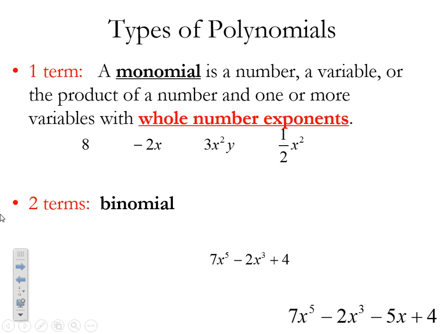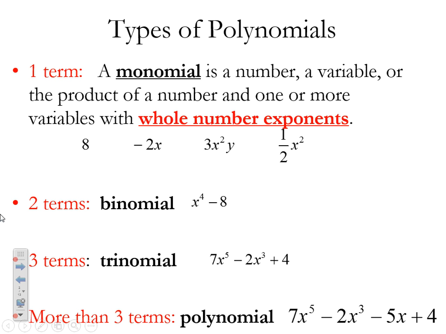Then we have two terms, which is called a binomial. So like x to the 4th minus 8. We have two terms. Then we have three terms called a trinomial. Now each term is put together with an addition or subtraction sign. That's how we separate our terms.